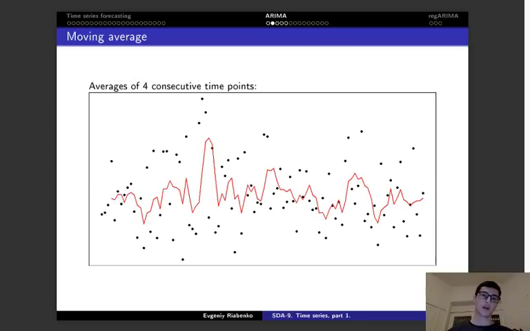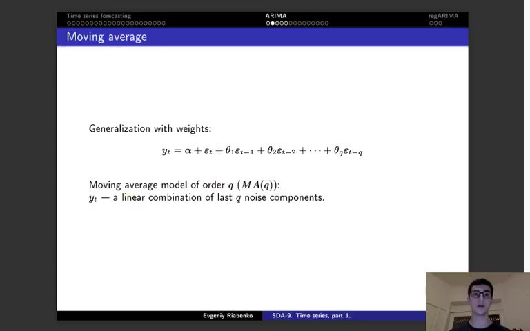And now's the trick. Suppose this red graph is our initial time series. Then we can model it as an average of some random noise. This is a bit more tricky, but it provides another idea of how we can model yt, and so how we are going to predict the next values.